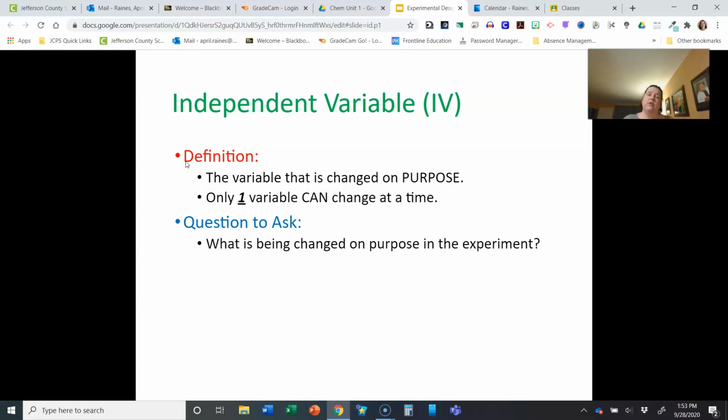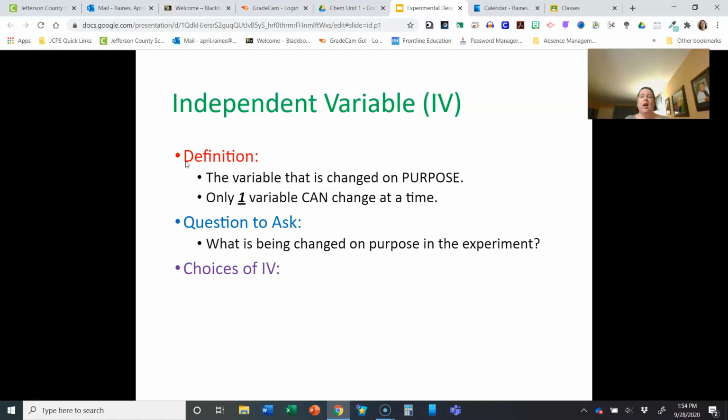So the question that you need to ask yourself: what is being changed on purpose in the experiment? If it's not you doing the experiment, if you're given an experimental setup, you need to be looking for what did the experimenter change? What were they manipulating?